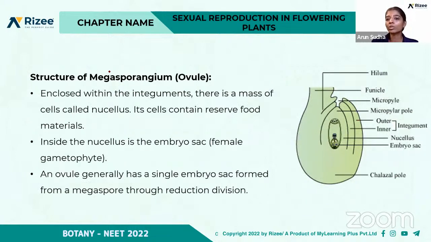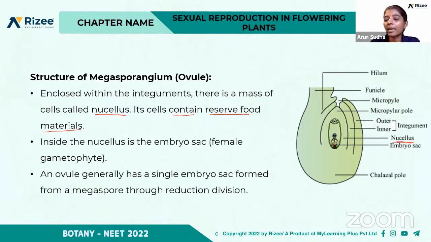Then enclosed within the integuments, there is a mass of cells called nucellus. Which is the nucellus? Here, the center. Enclosed within the integuments, the outer integument and inner integument, is the nucellus. This nucellus contains the reserve food materials. So it provides nourishment. Inside the nucellus is the embryo sac.